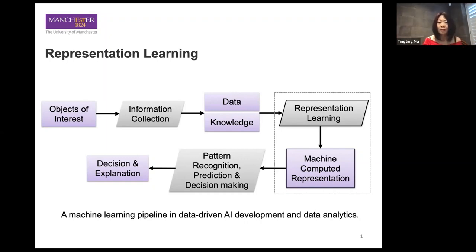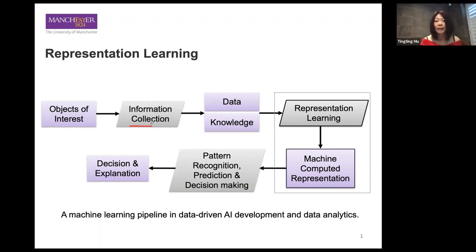First, I'm going to start with what representation learning is. Usually in a machine learning pipeline, representation learning plays a very critical role. If you have some objects of interest you would like to analyze, you start by collecting information on them, which can be in either data or knowledge format.